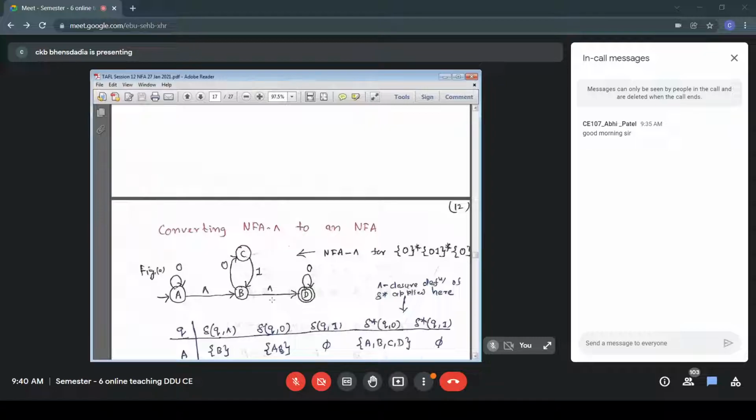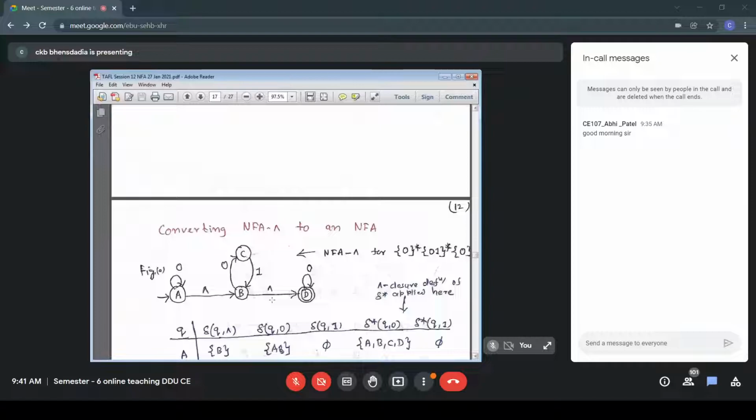Let's see. A on 0, delta star A0, answer is A. A on 0, answer is A. Using null transition, we can go to B. Using null transition, we can go to D. So A, B, D straight away will come. We are computing delta star A0. So A on 0 is A itself. We take A on 0 to A, then take a null transition to B, so answer will also be B. From B, we take a null transition to D. So answer will be A, B, D to begin with.